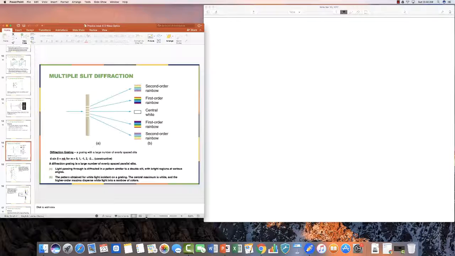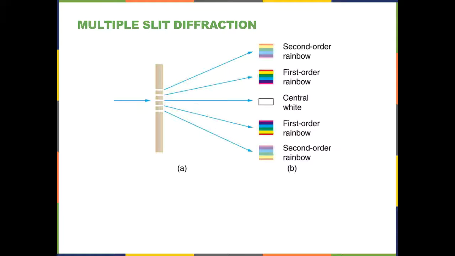Now, moving back to what we're doing here, let's move on to something called multiple slit diffraction. Multiple slit diffraction is just what it sounds like. Basically, instead of two slits, we have several slits that are side by side, and what you can see here is that you end up forming first and second order rainbows, and the rainbows occur because of the various wavelengths that come through.